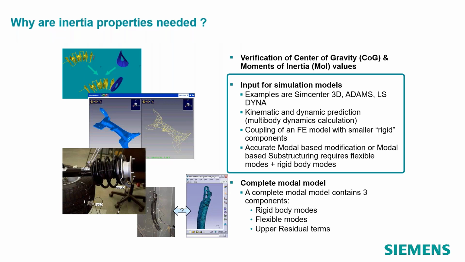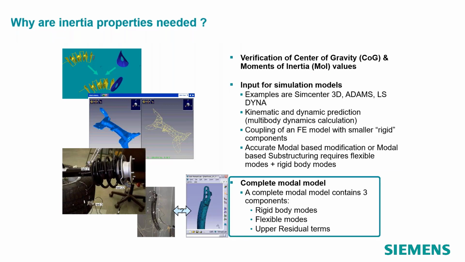I put a couple of examples here like SimCenter 3D, Atoms, Elestina. You can use it for kinematic and dynamic prediction. So multi-body dynamics, for example. If you're doing coupling between finite element models and test, you could use this in modal coupling. So there's a tool called modal coupling or modal synthesis, where you combine different modes together to get the set of system modes. And if you want to do that, it's important to have a complete modal model.